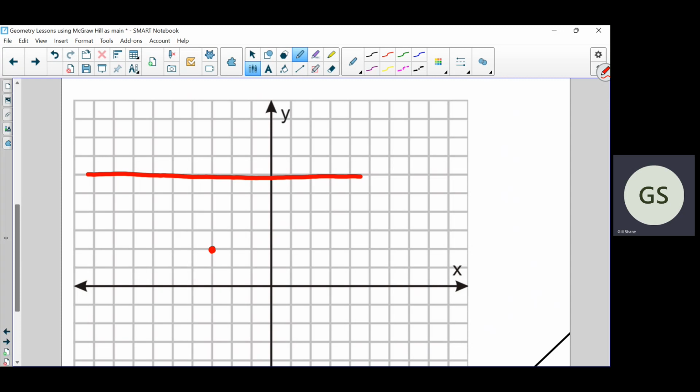You graph a horizontal line, a flat line, and then you have a point. How do you create a perpendicular line to that? You just go straight up, right? If you have a flat line, perpendicular would be straight up and down. So the distance is just 1, 2, 3, 4. You don't have to do any of that other stuff if you graph it and it looks like that.